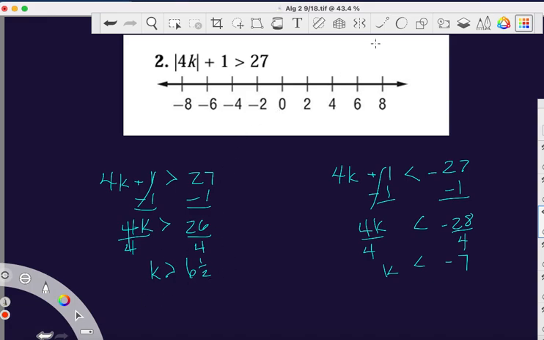So we're gonna graph k is greater than 6.5, so we'll put our open circle here. So it's an or. And k is less than, look, the k's are on the same side, and the inequality symbols are facing opposite directions. Less than. But where's -7? -7 is here. We go that way.